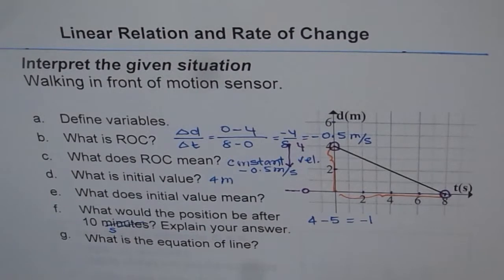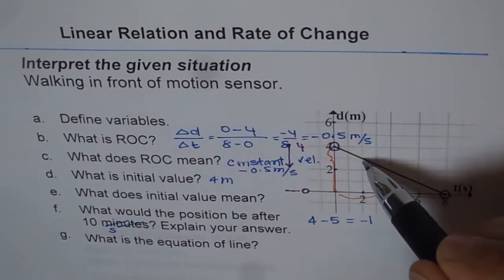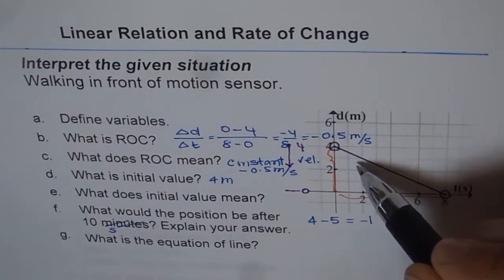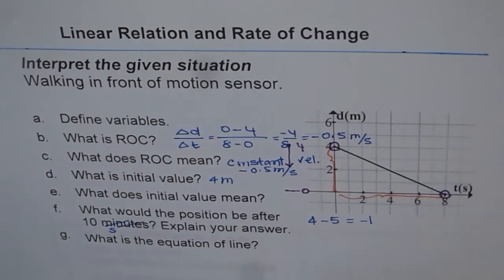Do you understand? Because it is decreasing by half a meter every second. Do you see that? So in 2 seconds, 1 meter. In 10 seconds, 5 meters. So it would be 1 meter negative.